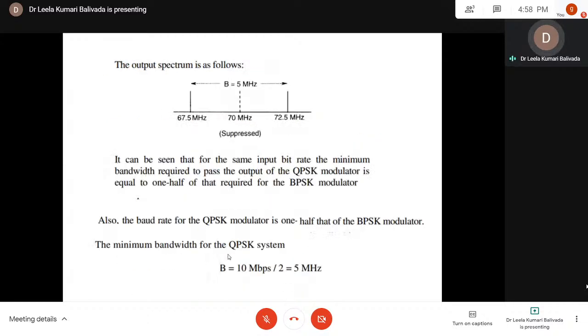And the minimum bandwidth for the QPSK system is RB by 2, that is the transmission bit rate divided by the number of bits, which is 10 Mbps divided by 2, equal to 5 megahertz. So for this question, please go through the last session and verify the results for the BPSK system also.